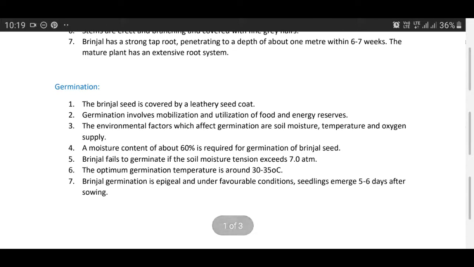A moisture content of about 60% is required for germination of brinjal seed. So you must ensure sufficient moisture in the soil, and it should be 60%. Brinjal fails to germinate if the soil moisture tension exceeds 7 atmosphere. The optimum germination temperature is around 30 to 35 degrees centigrade. This is generally needed for proper germination. Brinjal germination is epigeal and under favorable conditions, seedlings emerge within 5 to 6 days after sowing.